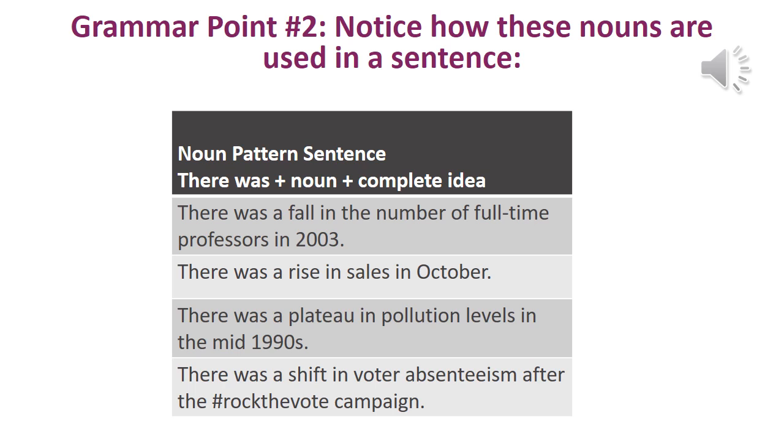Grammar point number 2. Notice how these nouns are used in a sentence. In a noun pattern sentence, there was plus a noun plus a complete idea. For example, there was a fall in the number of full-time professors in 2003. There was a rise in sales in October. There was a plateau in pollution levels in the mid-1990s. There was a shift in voter absenteeism after the Rock the Vote campaign.